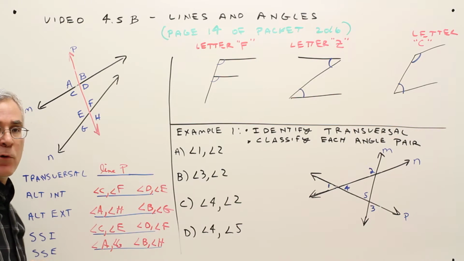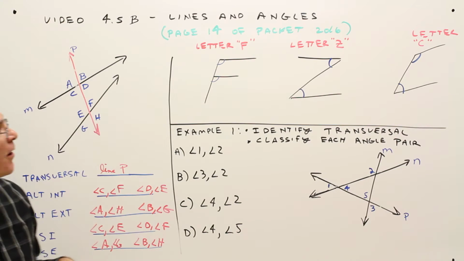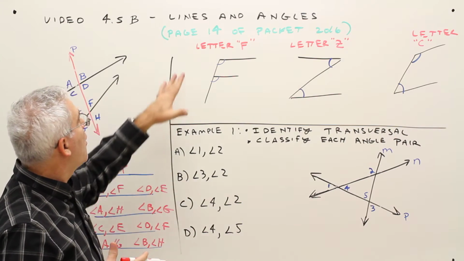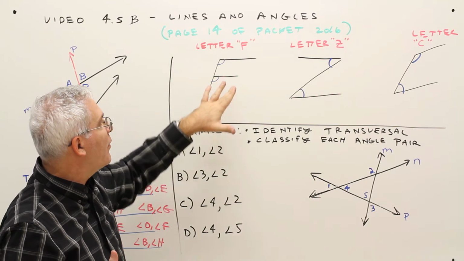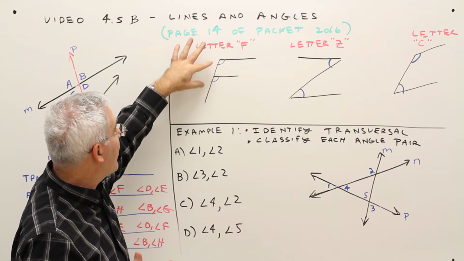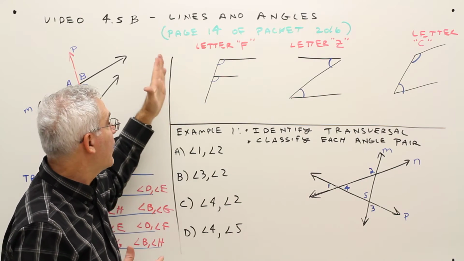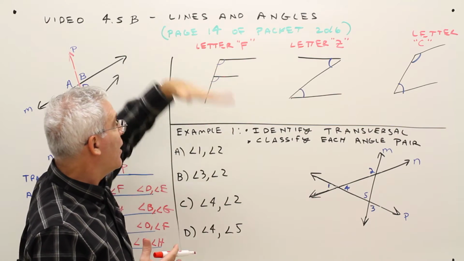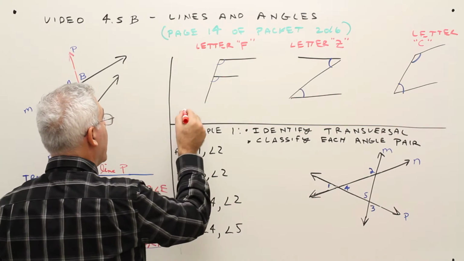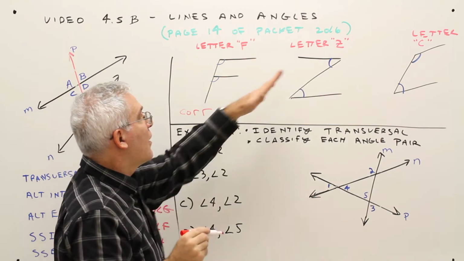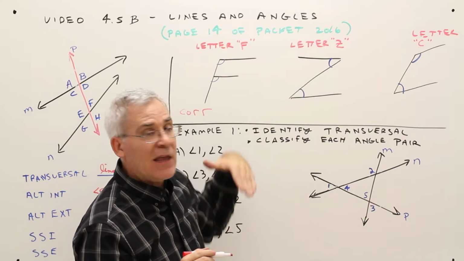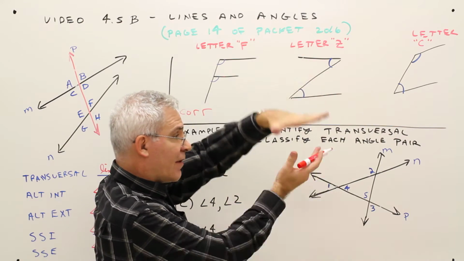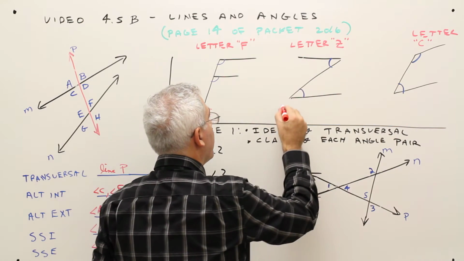Okay, and they didn't ask for corresponding. Over here, just a way to help you identify certain angles. Over here, this kind of resembles the letter F, and these angles will be corresponding. The same relative side to the right of the transversal and below the lines. So these will be corresponding. The letter Z, these will be alternate interior angles. Here's the transversal, alternate sides, and on the interior.